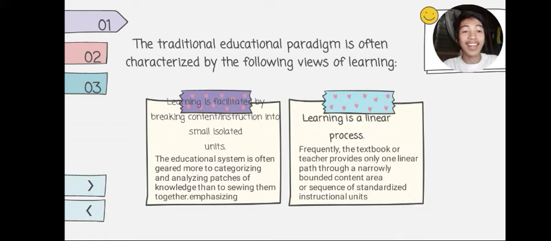Next, learning is facilitated by breaking content or instruction into small isolated units. The educational system is often geared more to categorizing and analyzing patches of knowledge than sewing them together. The traditional approach often breaks instruction into isolated units, meaning there is little or no connection of the contents in one course to another. There is no application of previous knowledge for future use. In the new view, there is a connection between different areas of study by cutting across subject matter and emphasizing unifying concepts, which create a coherent instruction beneficial for future use.